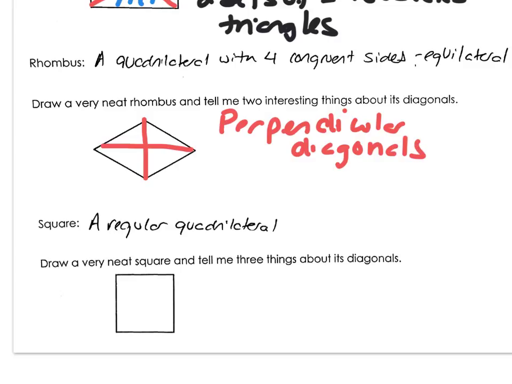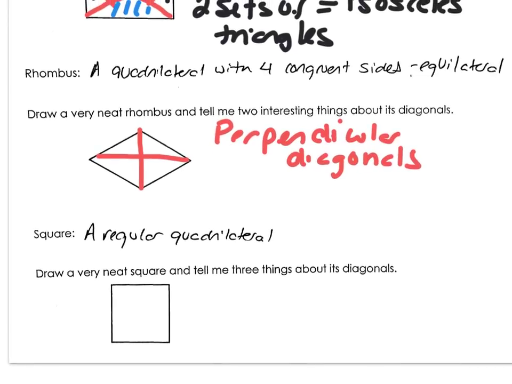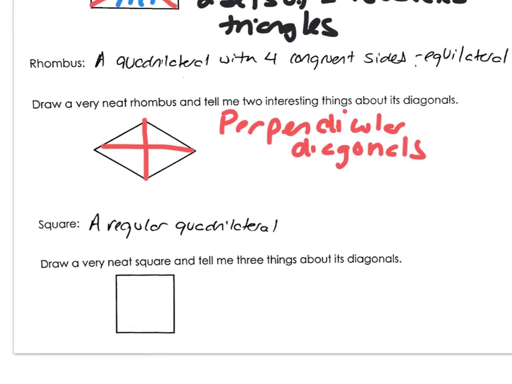Okay, so we have perpendicular diagonals. I'm going to see if I can mess with this a little bit. I'm really not sure if I can, but we'll try. So we know that the diagonals are perpendicular. Okay, so now let's think about these triangles that are formed.